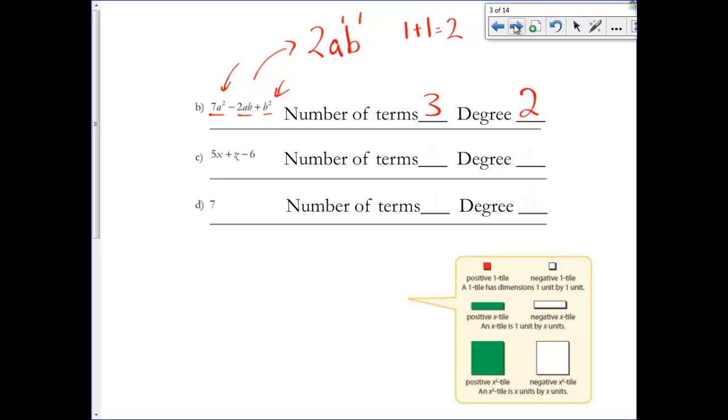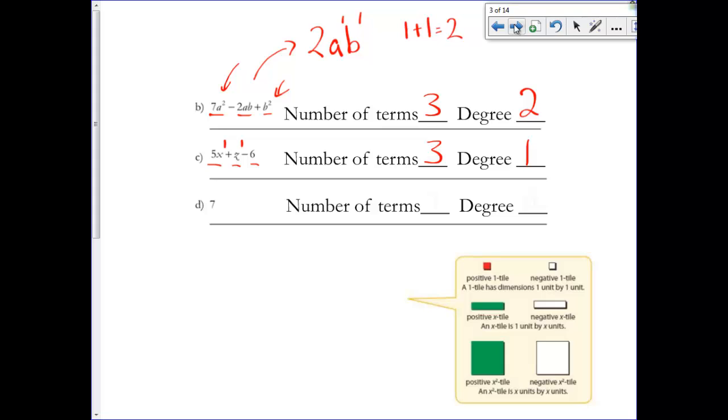Okay. C, 5x plus z minus 6. X doesn't have an exponent listed, so we know that that's 1. Z has an exponent of 1. What is the number of terms? Well, here we have 1, 2, 3 terms. The degree is 1. Okay, the highest term has a degree of 1.